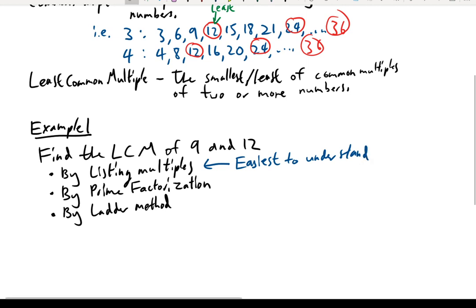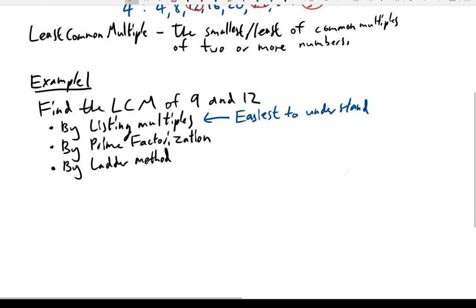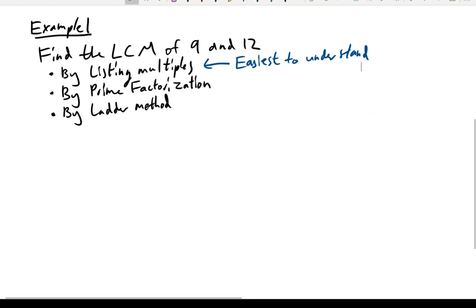Okay, so if you don't know how to do the prime factorization, you don't know how to do the ladder method, then just list out the multiples. It may take a little longer, but in the end, it will still work. So find the LCM of 9 and 12. I'm going to start with the first method. I'll call it A, actually. Let's call these A, B, and C.